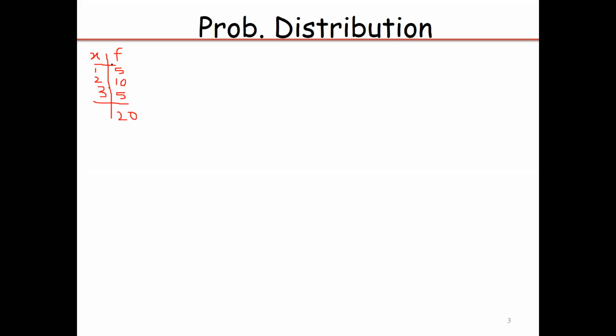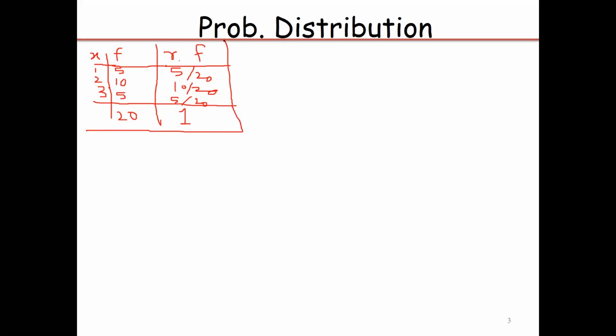We can extend this concept to the relative frequencies. You are familiar with the relative frequencies as well. Relative frequency for the first value is 5 by 20, and the second value is 10 by 20, and for the third value it is again 5 by 20. These relative frequencies have a sum of 1. So by perception, it is the probability. Relative frequency is basically the probability of x is equal to 1.